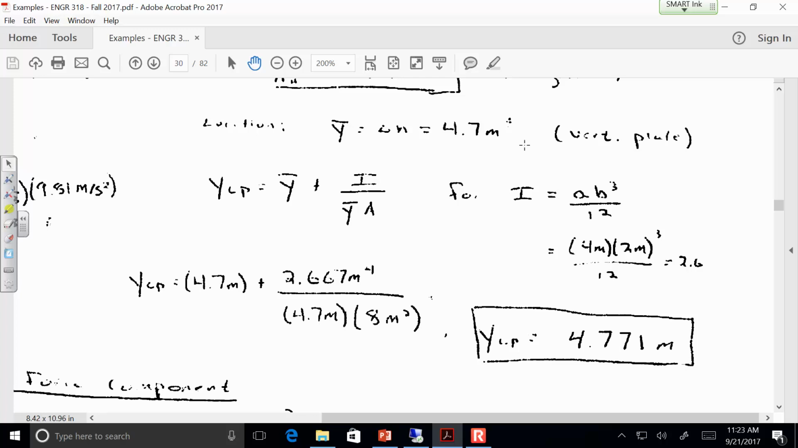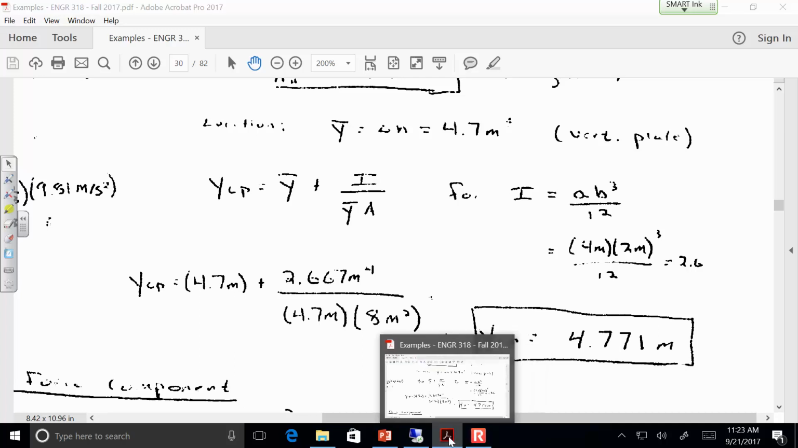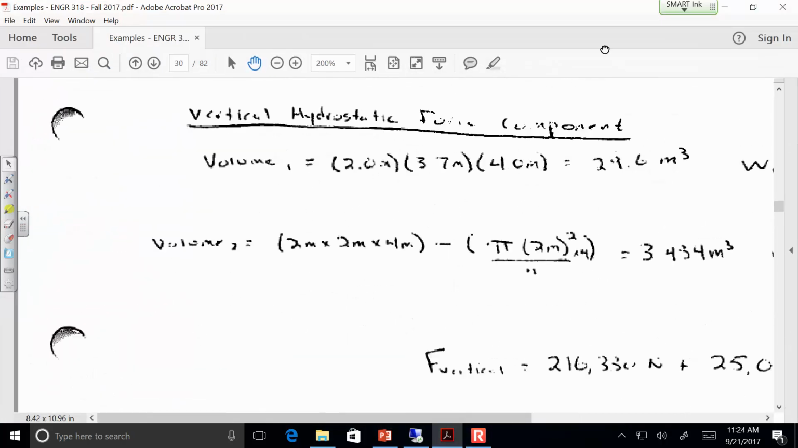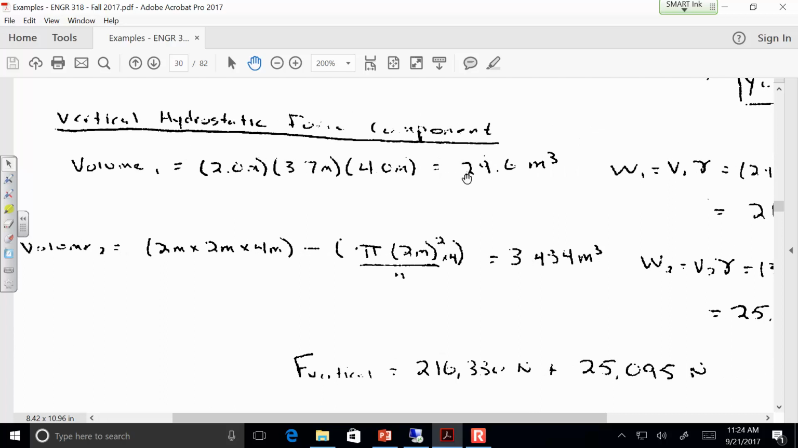The vertical forces, what do they depend on? The weight of the water above the gate. So if we go back to the drawing, we can break that shape up into two pieces: the rectangular piece above the gate and then that curved section above the gate. And that's what I did here in the solution. I said we've got a volume 1, which is the rectangular piece, 29.6 cubic meters. And then volume 2, I said there's another rectangle subtracting out the quarter circle.